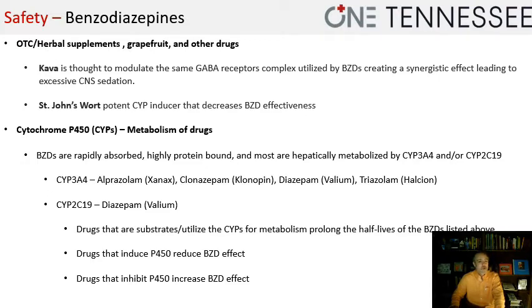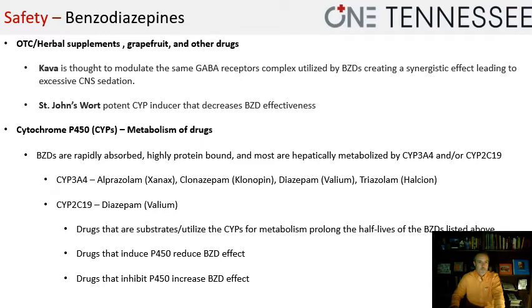Those cytochrome P450 CYP enzymes metabolize drugs. In terms of benzodiazepines, they're rapidly absorbed, highly protein-bound, and most are hepatically metabolized by CYP3A4 and or CYP2C19. So there's a listing of which ones are metabolized by which CYP enzyme. In general, drugs that are substrates or utilize the CYPs for metabolism prolong the half-life of benzodiazepines listed above. Drugs that induce or activate the P450 metabolic pathway reduce benzodiazepine effect, and those that inhibit that metabolism pathway increase benzodiazepine effect.